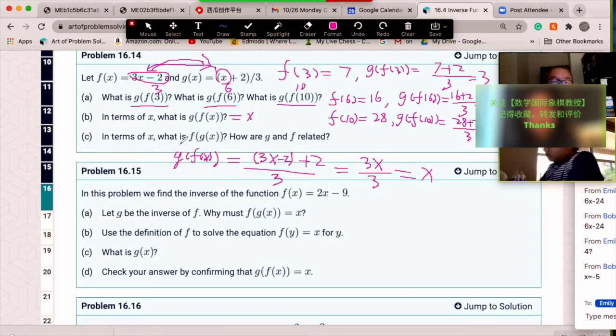Then in terms of x, what is f(g(x))? Okay, so then you calculate f(g(x)).